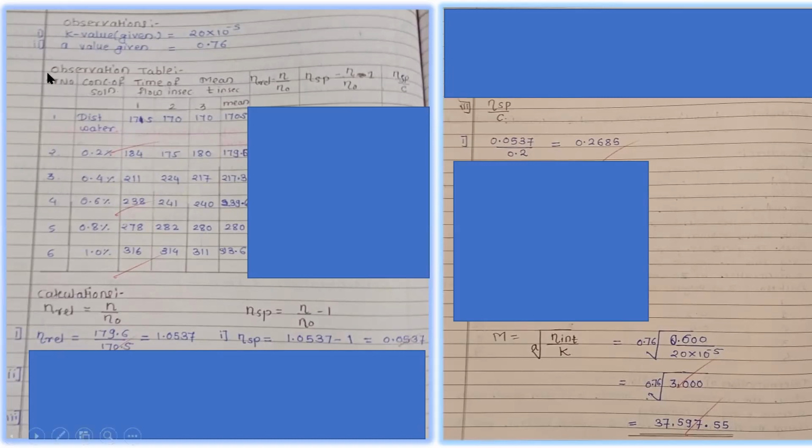Now observe, you make an observation table like this. In the observation table, the concentration of the polymer solutions: distilled water and 0.1, 0.4, 0.6, 0.8 and 1% solution. Then here is the time flow in seconds, and we can calculate the mean of this one.